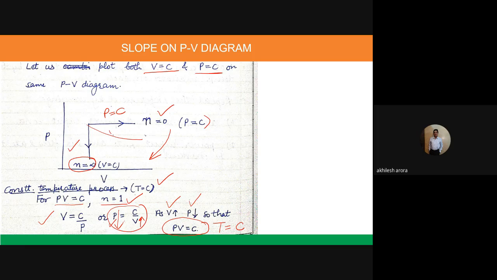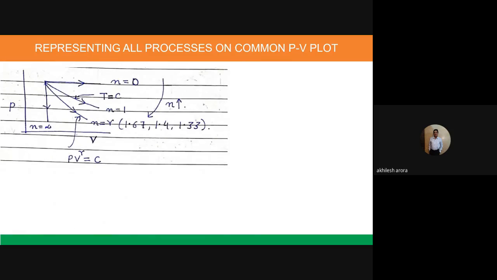So the process should take place in this particular direction from 1 to 2. Okay, in the next slide you will see it. I have shown all the processes here. N is equal to 0: this is a constant pressure process. When I take a constant temperature process, n is equal to 1. And when I take n is equal to gamma, the value is either 1.67, 1.4 or 1.33.